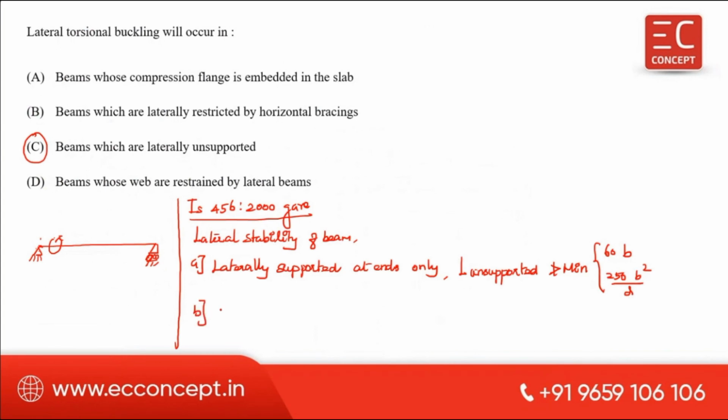Second one, for a cantilever. For a cantilever, L unsupported should not be greater than the minimum of 25 B or 100 B square divided by D, whichever is minimum. So this is the data which was given by IS 456 2000. So keep this in your mind. In the upcoming examination, maybe you can expect this equation itself. Okay, this formula itself they will ask you.